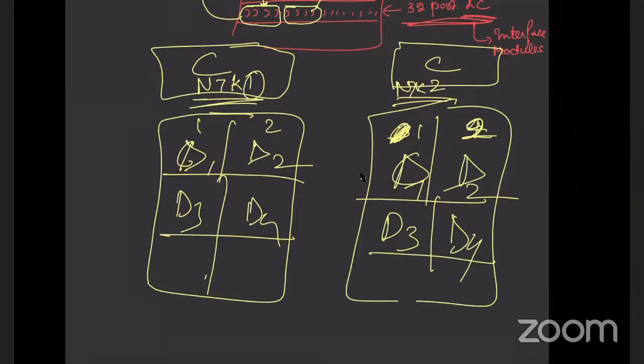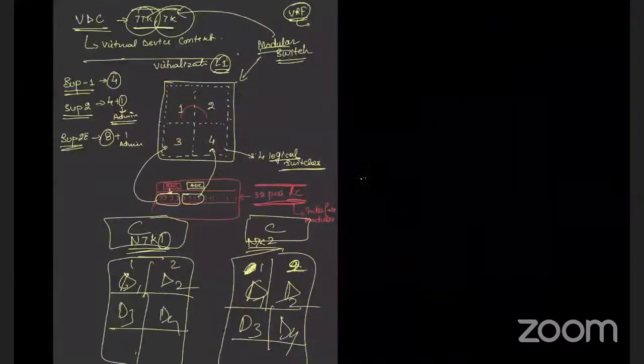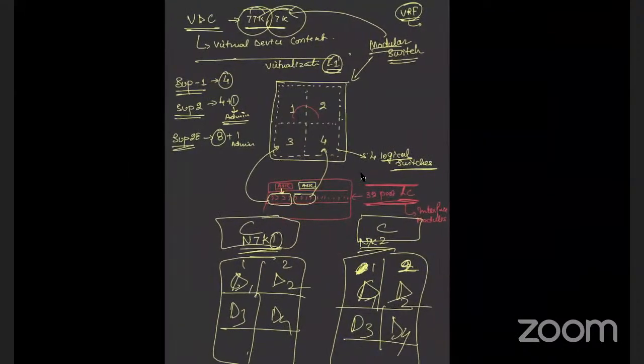So we can do the same on 9500, I guess. You cannot do it on 9500. Only the 7000 and 7700 series support VDC, and I see yours is 7000. You cannot do it on 5000 series. You cannot do it on any other series. So this is only supported on this. Anyone having any other question before we move on to the last topic?